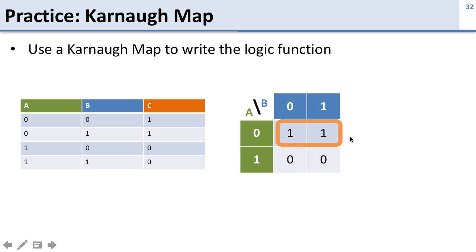Now we go through and we circle the largest power of 2 block we can. So this is the block we have here, and this block is defined as being not A. So this is true when A is not true. So what we get from this is very quickly that our equation is C equals not A, which is not surprising if you look over here. C is 1 when A is 0, and C is 0 when A is 1.